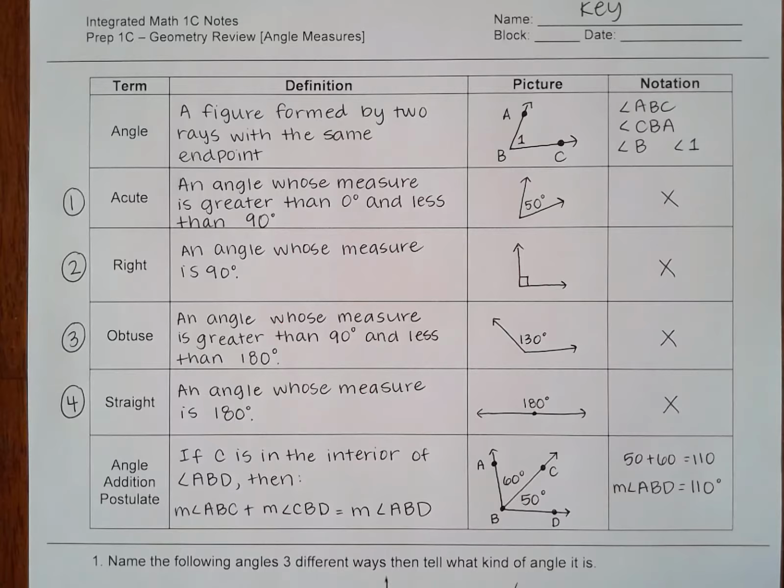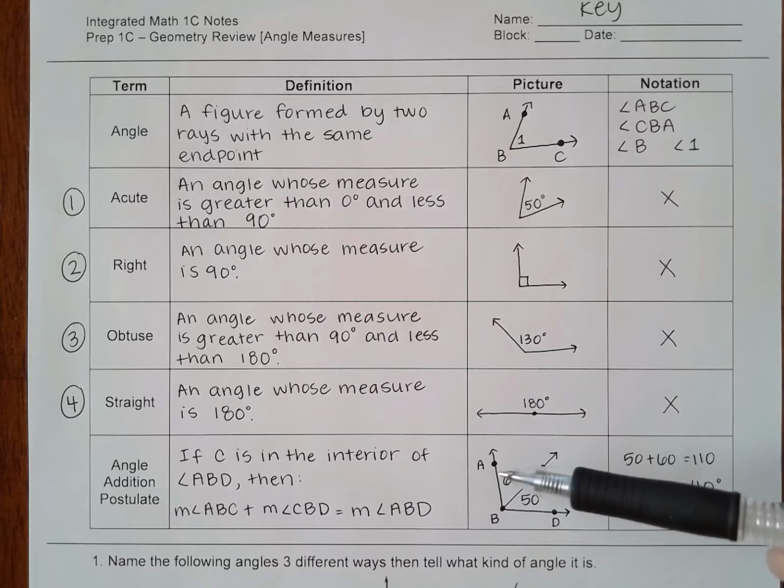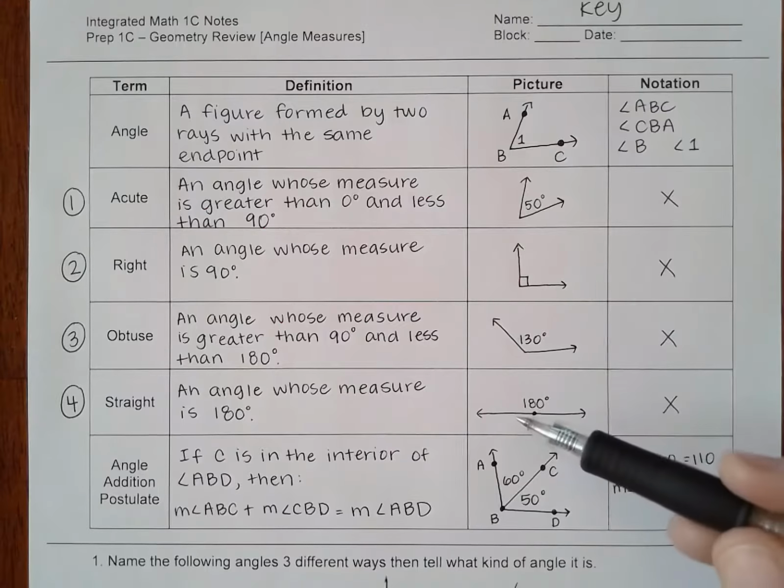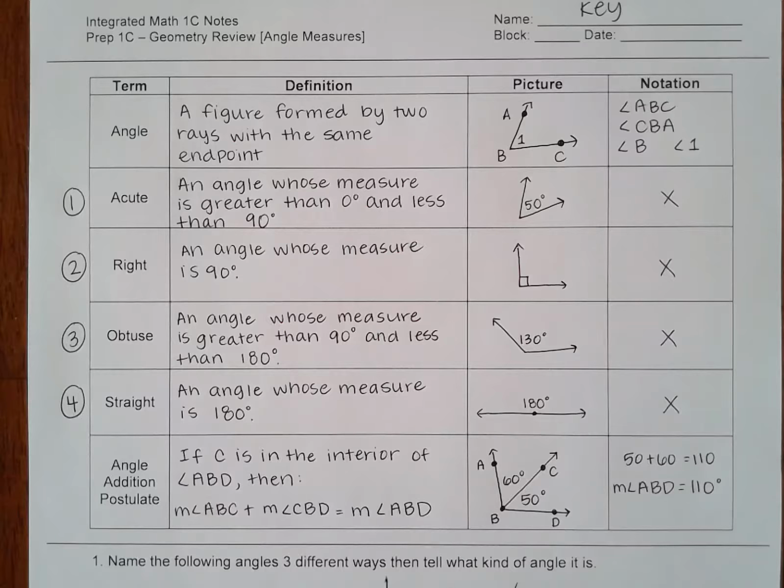So what the angle addition postulate says is basically the same thing as what the segment addition postulate says. It says that if you know how big this piece is, and if you know how big this piece is, then this piece plus this piece equals the whole thing. So I put the 60 and the 50 on there. I actually drew them backwards, so I'm going to fix them.